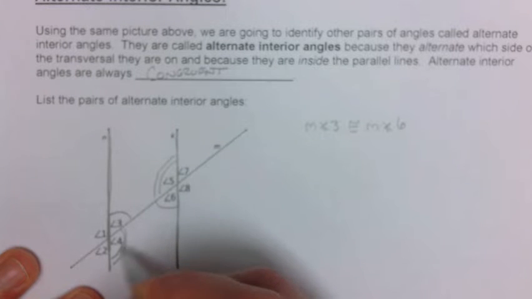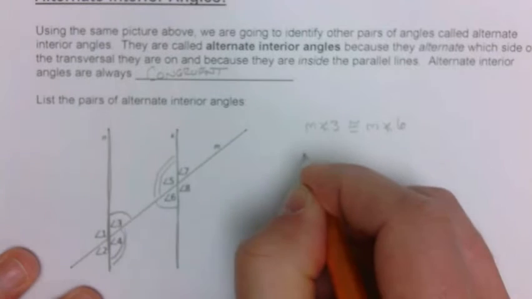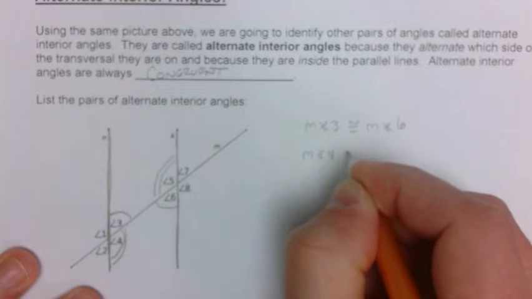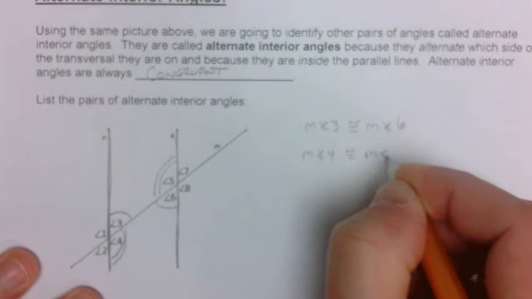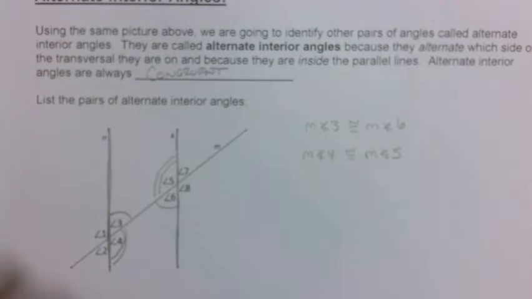Angle 4 is an obtuse angle. Angle 5 is an obtuse angle. The measure of angle 4 is congruent to the measure of angle 5. There are two pairs of alternate interior angles that are formed when a transversal intersects two parallel lines.